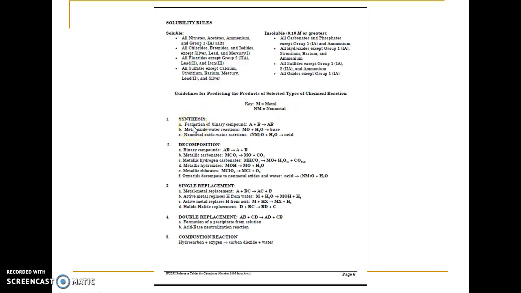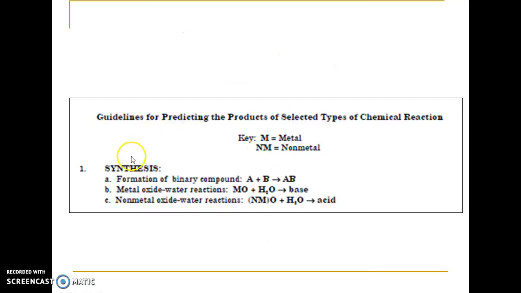Alright, I'm going to zoom in closer onto synthesis. We have 3 different types of synthesis reactions. The first type is a 1A synthesis reaction. This is the formation of a binary compound. Remember this word binary? It means two. So if we have a binary compound, that means we have two elements combined together to form one product. Your product will only be two elements. Hence the name, it is binary.